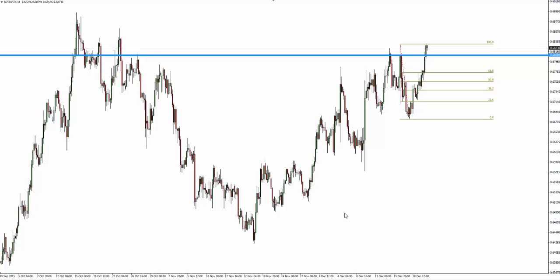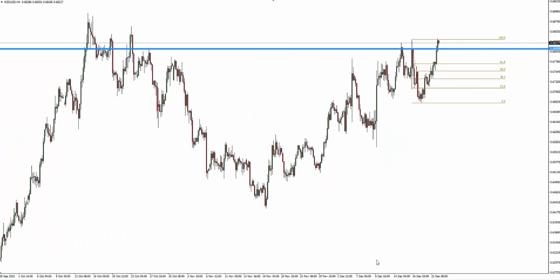Okay, so as you can see, price has had a bit of trouble trying to break this 0.6800 level, and although it has been above it on several occasions, it's never properly broken out. And here we are having another attempt at that level.